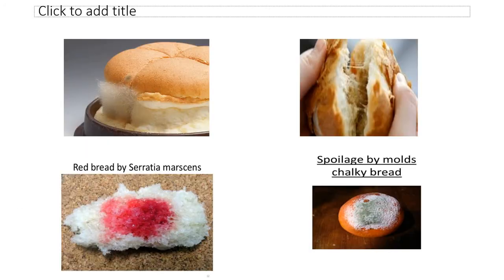And here we can see some images of the spoilage. Here, cottony growth, and this is the ropiness, this is the red bread, and here we can see spoilage by molds.